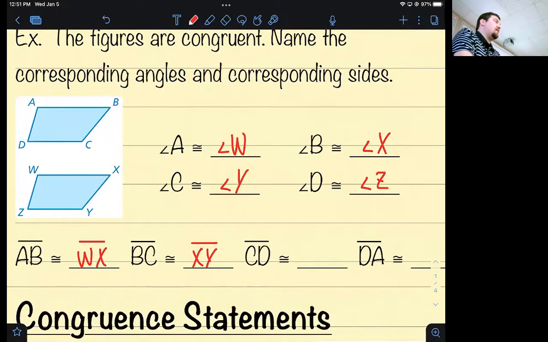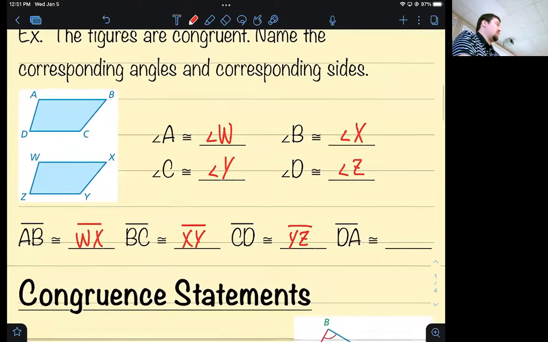Segment CD on the top trapezoid is corresponding to what segment on the bottom one, Lucy? That's right, segment YZ. And then segment DA on the top trapezoid, Xander? ZW. ZW. If you can do that, you can probably handle most of this section.